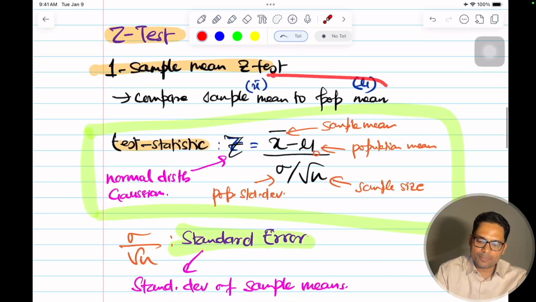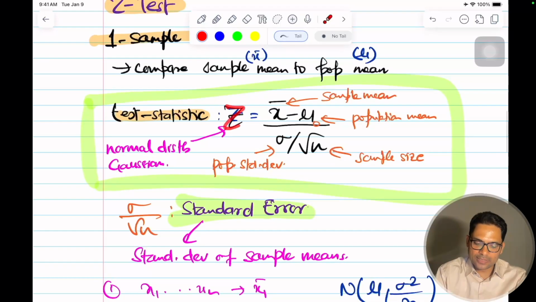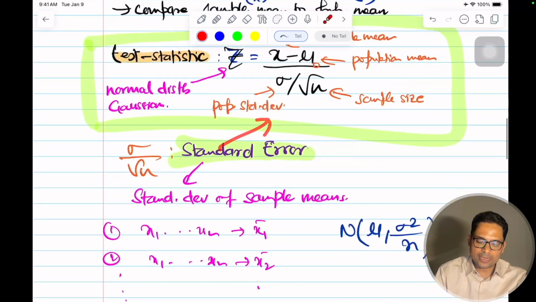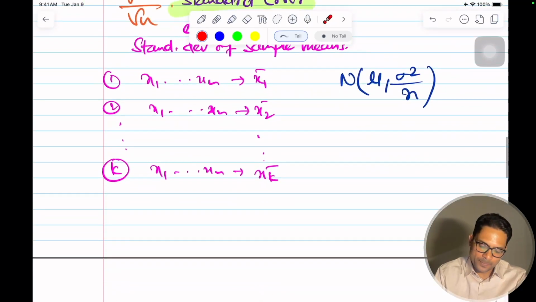One sample z-test compares the sample mean to the known population mean, and the test statistic is given by x bar, that is the sample mean, minus mu, the population mean or some hypothesized value, divided by sigma by square root of n. This sigma by square root of n has a name, standard error, which comes from the central limit theorem. Watch that video, where I have discussed it, and that should be sufficient to make you understand.